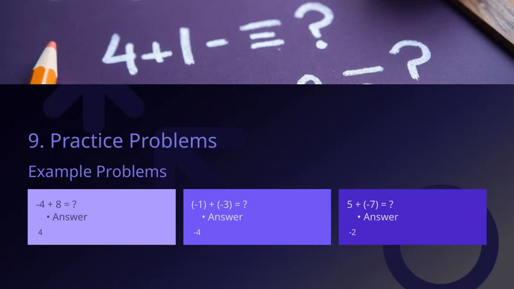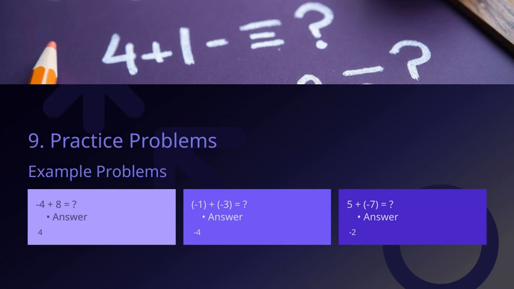Let's look at some practice problems to reinforce what we've learned. These examples will help us see how to handle different types of addition problems involving positive and negative numbers. First, consider -4 plus 8. When you add -4 to 8, think of it as starting at 0, going 4 steps back, and then moving 8 steps forward. The answer is 4. Next, we have -1 plus -3. Since both numbers are negative, you're moving further back from 0 by 1 and then 3 more. So, the total is -4.